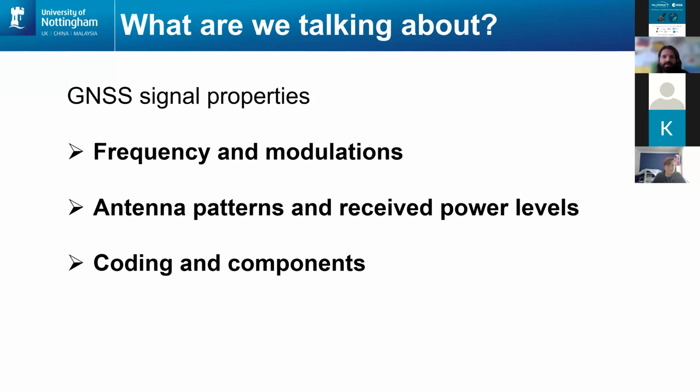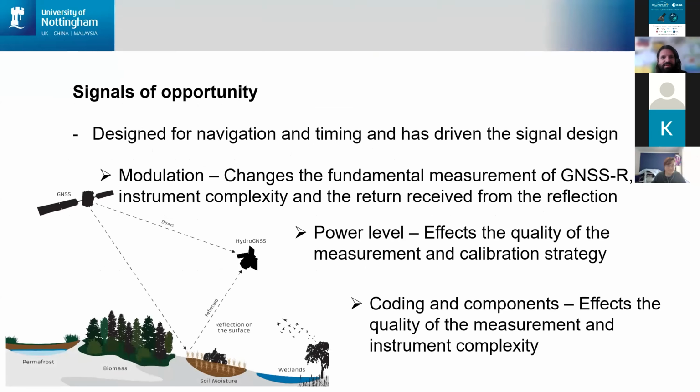So we're going to talk about the basic signal properties, the frequency, the modulations, the power level of the signals, and then the coding. So what kind of codes are used on these signals. If you're a GNSS or signal expert, hopefully this is all familiar to you, or it's a useful refresher, or you just get a warm feeling that you understand all this stuff.